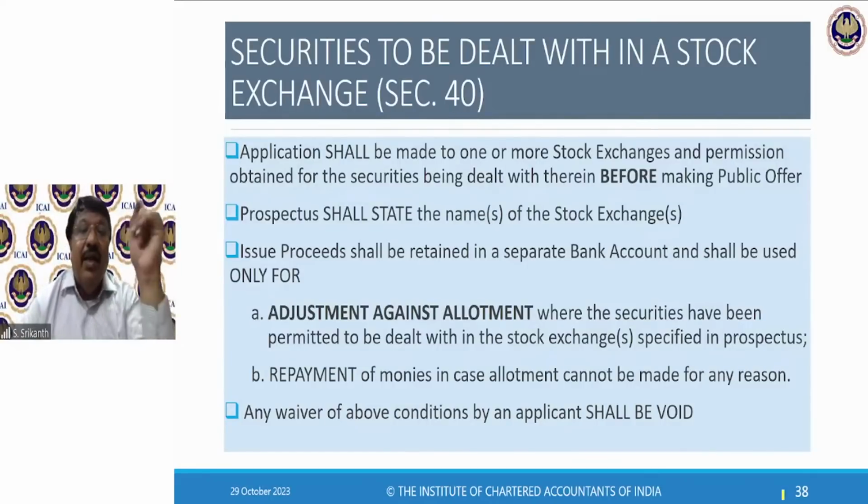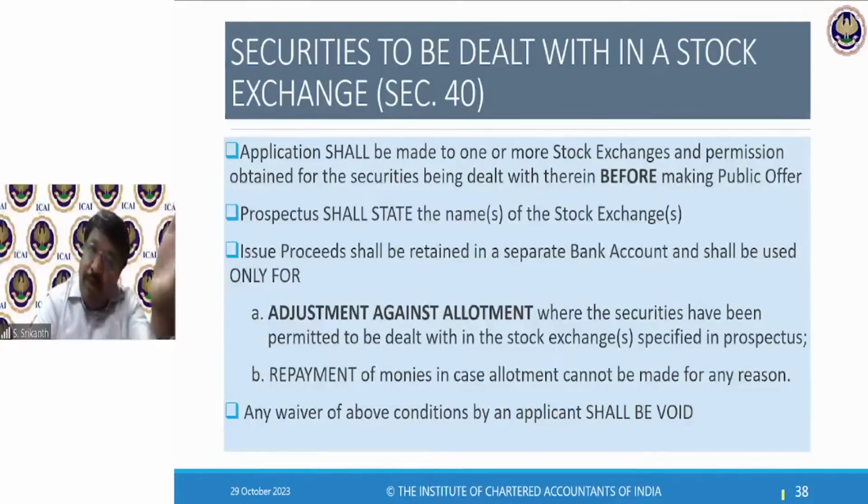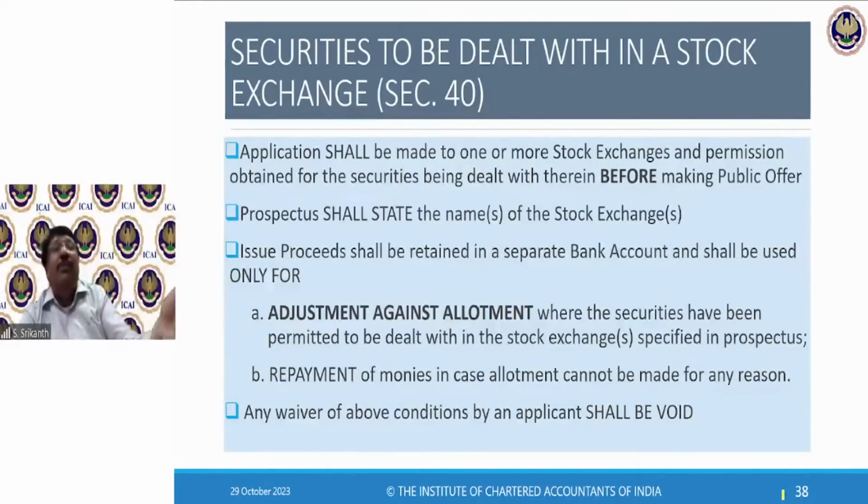See, under the earlier provision, you were allowed to issue the prospectus and make the application simultaneously. And sometimes there used to be big issues, and stock exchanges would refuse to give permission.